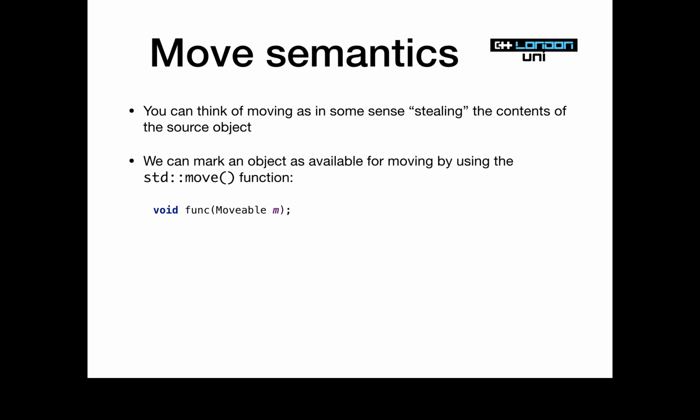We'll have another example. We've got this type Movable. So we've got a function that takes some Movable object M. And in main, we're creating an instance of Movable. And then we're calling the function, and we're wrapping M in std::move. So usually func takes its argument by value, so usually we'd pass a copy of whatever we call it with. Because we've wrapped it in std::move, we're not copying into it, we're moving into it.